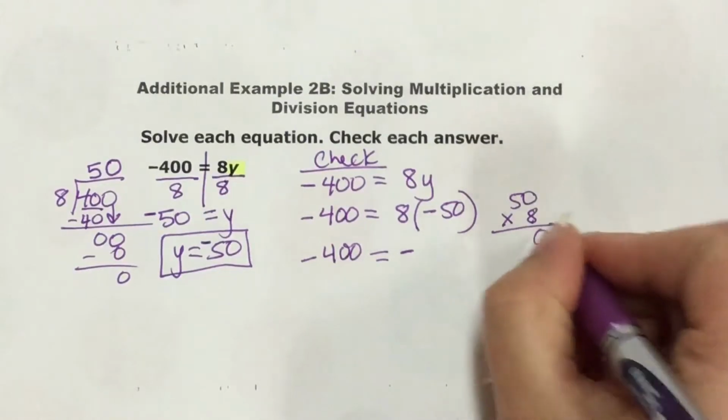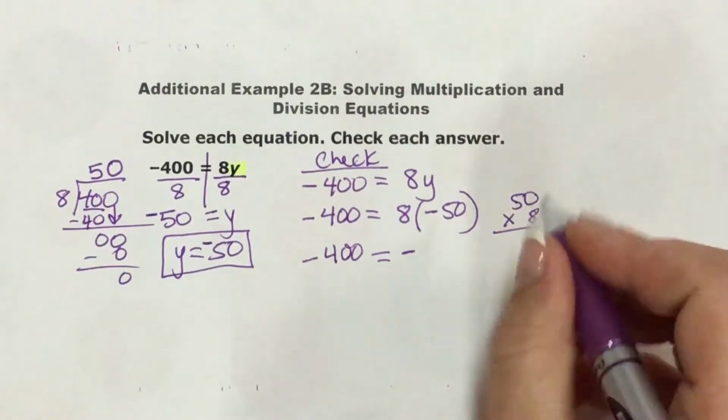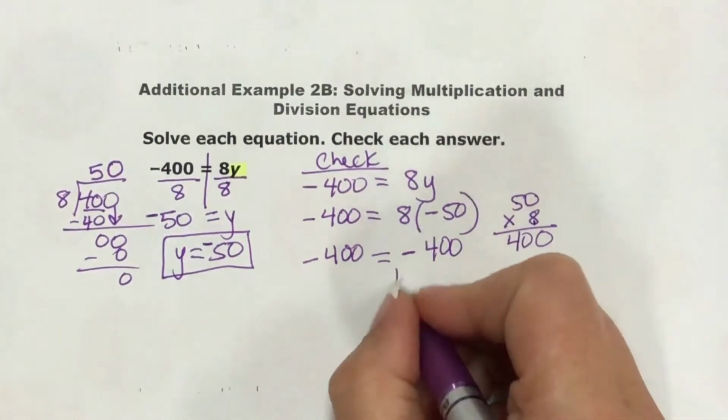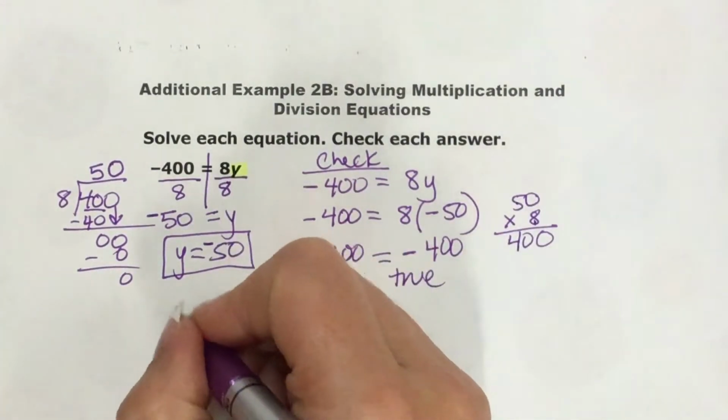8 times 0 is 0. 8 times 5 is 40. So we got the same answer. So this is a true statement, which means our answer is correct. Woohoo!